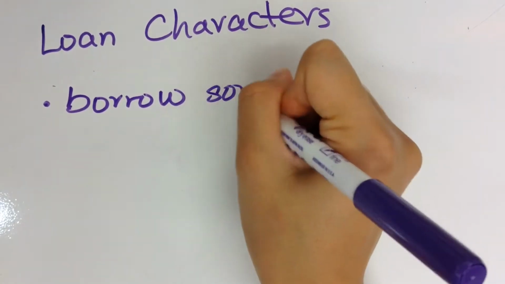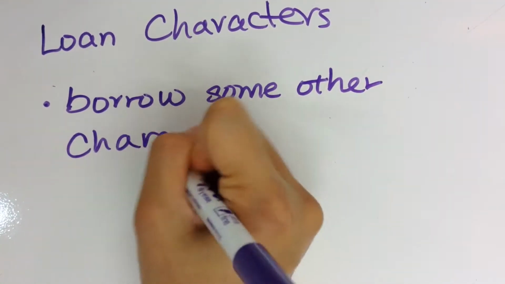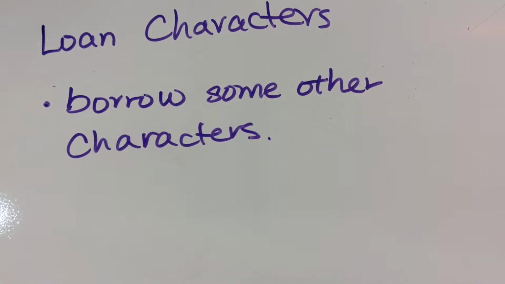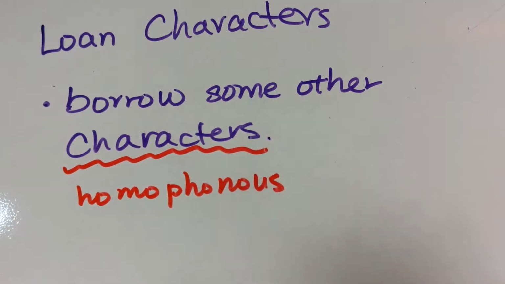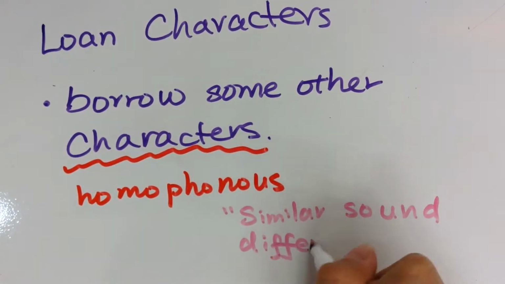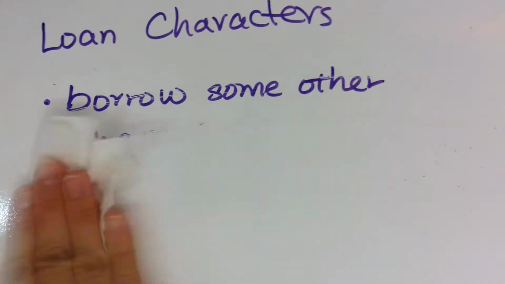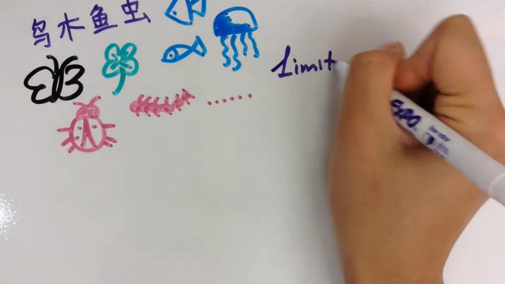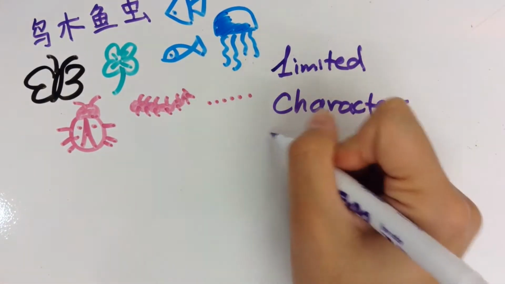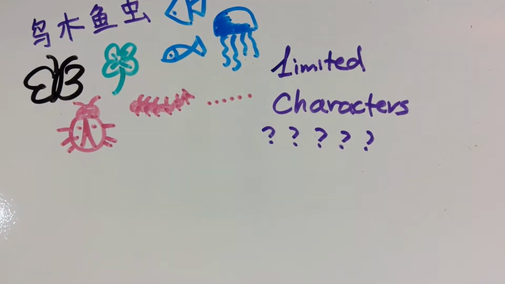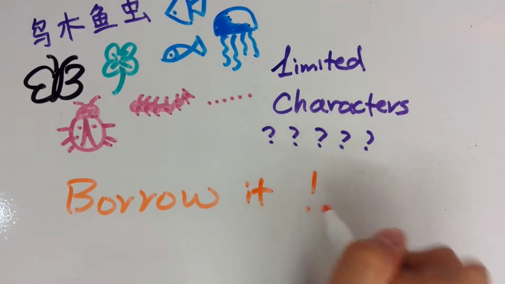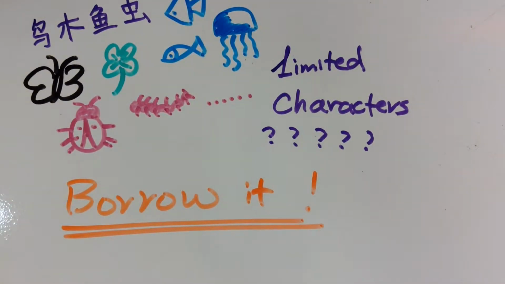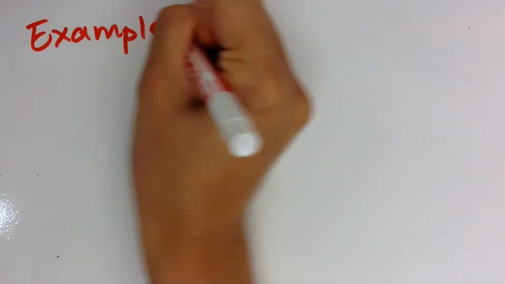Loan characters, just as the name tells us, borrow some elements from another character, which is quite similar to phonosemantics. The element they borrow is usually a homophonous character, meaning characters that sound similar but have different meanings. Since there is a limited number of characters, but there are hundreds of thousands of things in the world, when something in our daily life does not have a character naming it, ancient Chinese people sometimes would use another existing word with a similar sound to represent it. Later, the character being borrowed will be given a new character to represent its meaning, or the other way around.